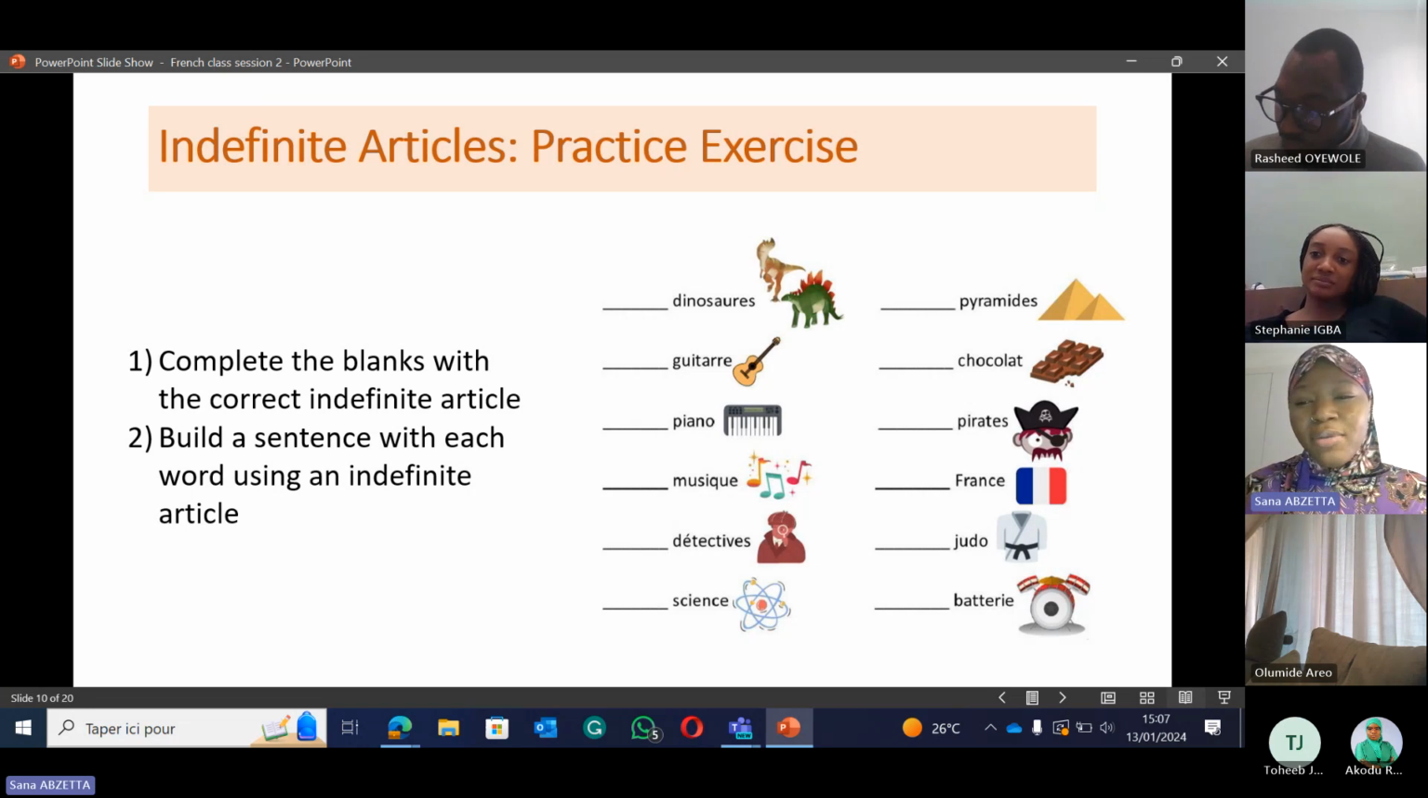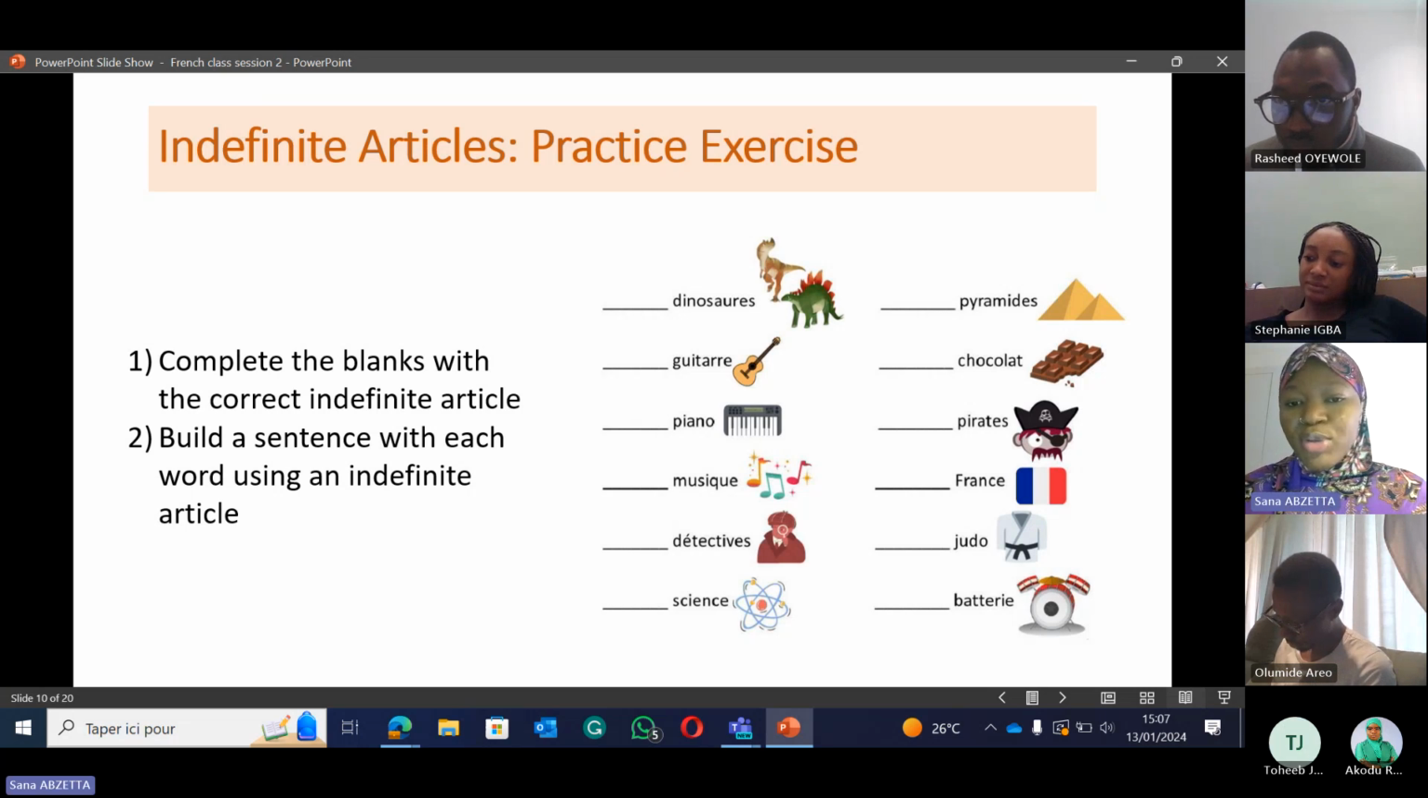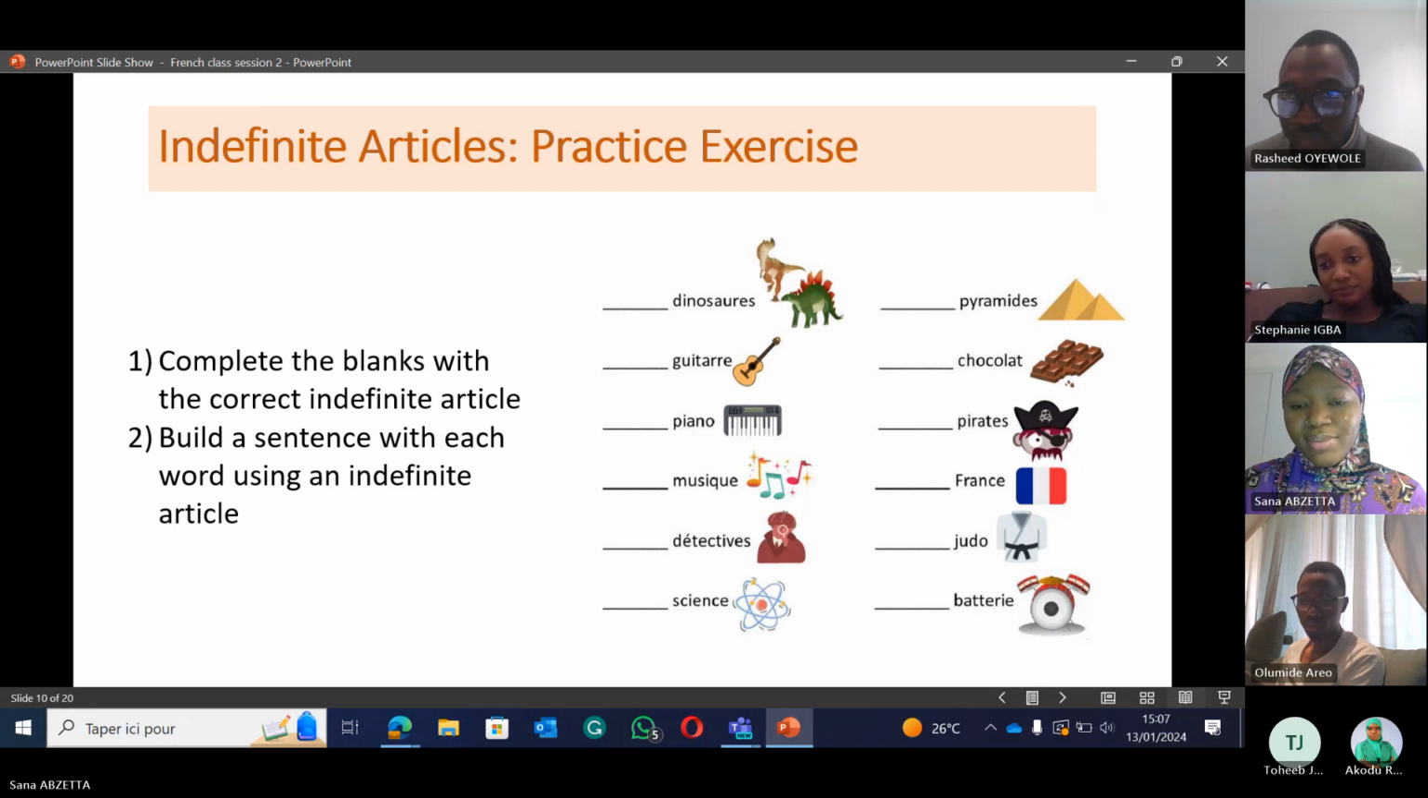For example, for most of the examples I put here, when the word ends with an E, it's feminine. Most of the time it's feminine. And if not, it's masculine. So piano here ends with an O. So it's a masculine word. The right article would then be un piano. Okay?